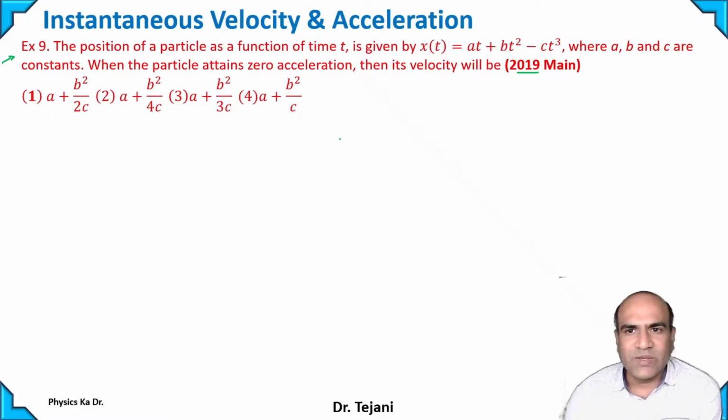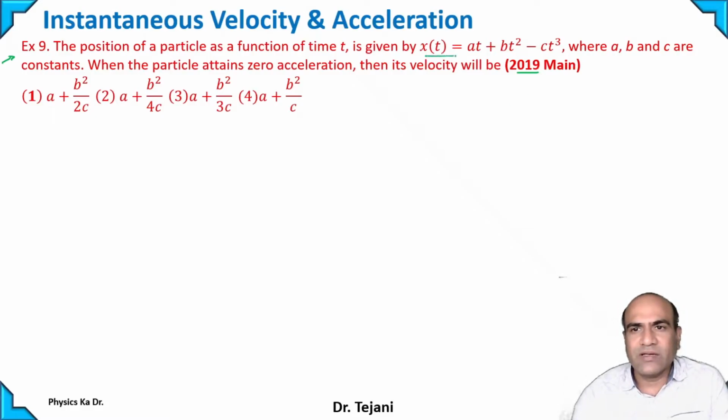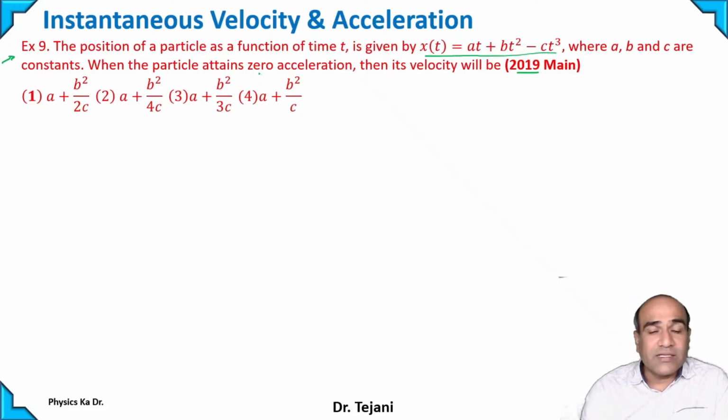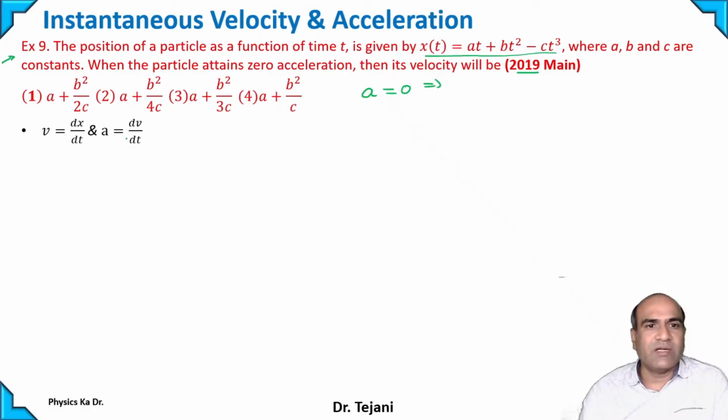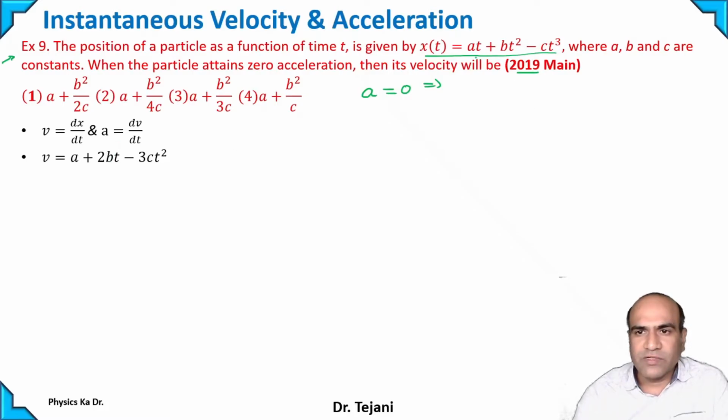So here x of t is given as at plus bt square minus ct cube, where a, b, c are constants. When the particle attains zero acceleration, that means acceleration should be 0, then find its velocity. So we need this equation: v is equal to dx by dt and a is equal to dv by dt. First we need to differentiate this equation with respect to t, so we can get v. So how to differentiate this?